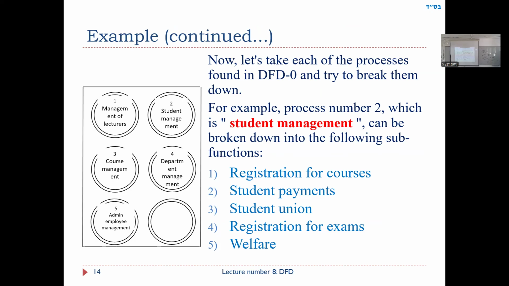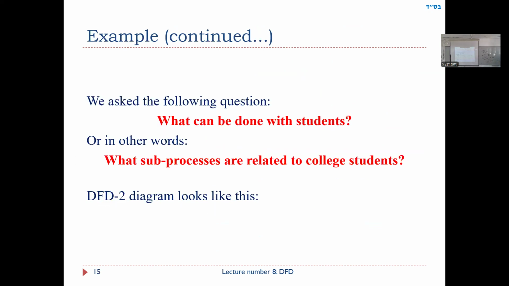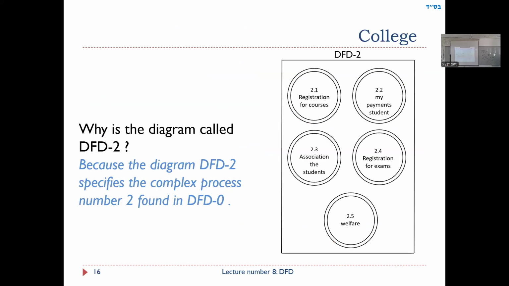Process number 2, which is student management, can be broken down into the following things: registration for courses, student payments, student union, registration for exams, welfare, student loans. We ask the following questions: what can be done with students? In other words, what are the sub-processes related to college students? So diagram 2 would then look like this. A diagram DFD 2 would have 2.1, because inside of 2 now there are processes, and we have to number them. So 2.1, 2.2, 2.3, 2.4, 2.5. And these are all also complex processes.